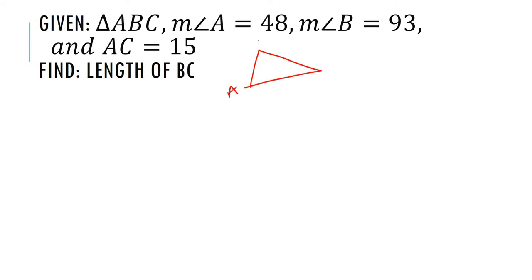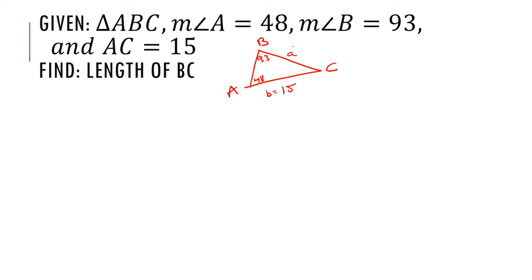Here's triangle ABC. Measure of angle A is 48 degrees. Measure of angle B is 93 degrees. And length AC is 15, in other words, side B. So we want to find the length of BC, which is little side A.